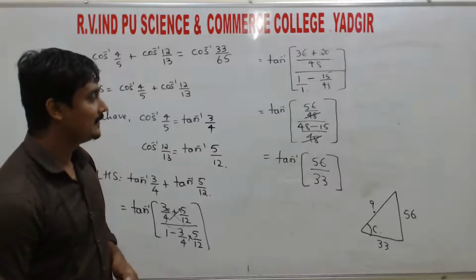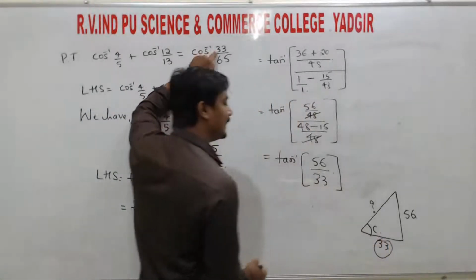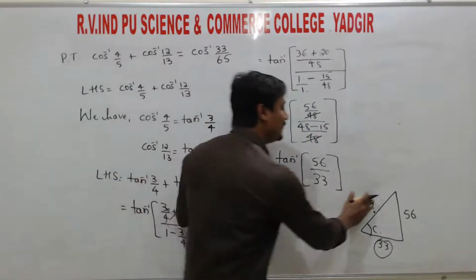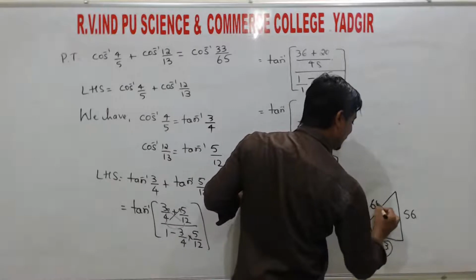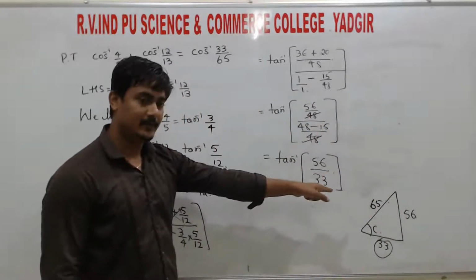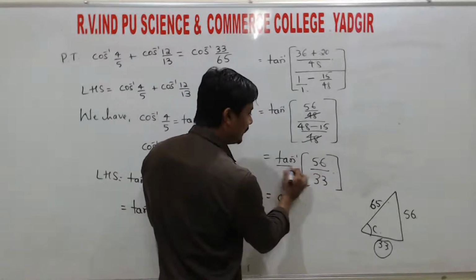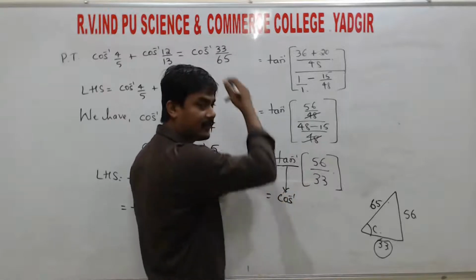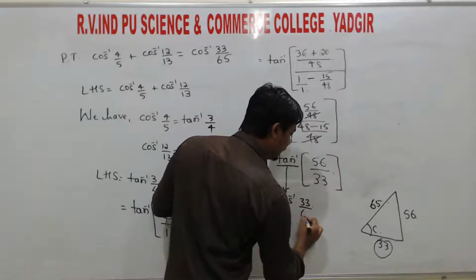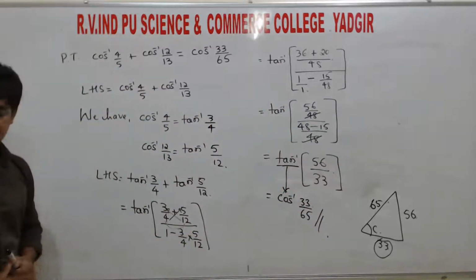What can be done? In the final answer there is 33. Yes, we have 33. What extra side length do I need? 65. That will be here. Without spending your time, you will know the side length of the hypotenuse. Now I will express it. So it is cos inverse of tan inverse. I want to express in terms of what, students? Cos inverse. What is the cos theta formula? Adjacent divided by hypotenuse. This is our final answer.